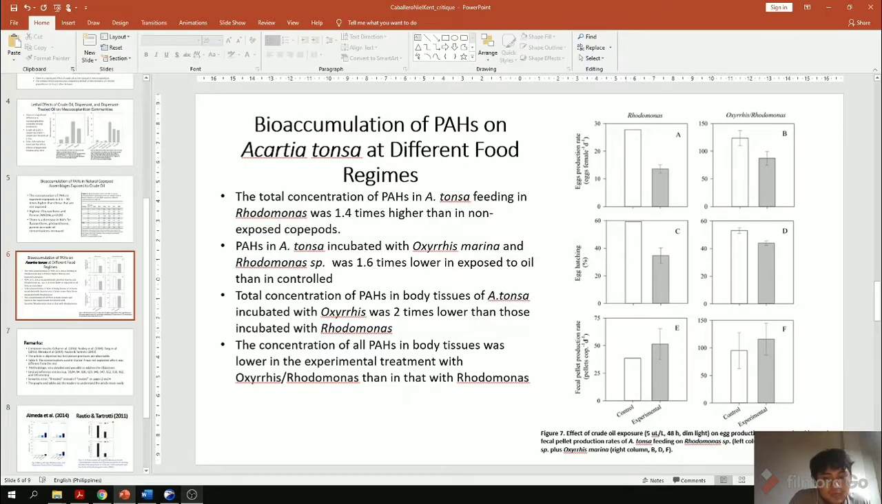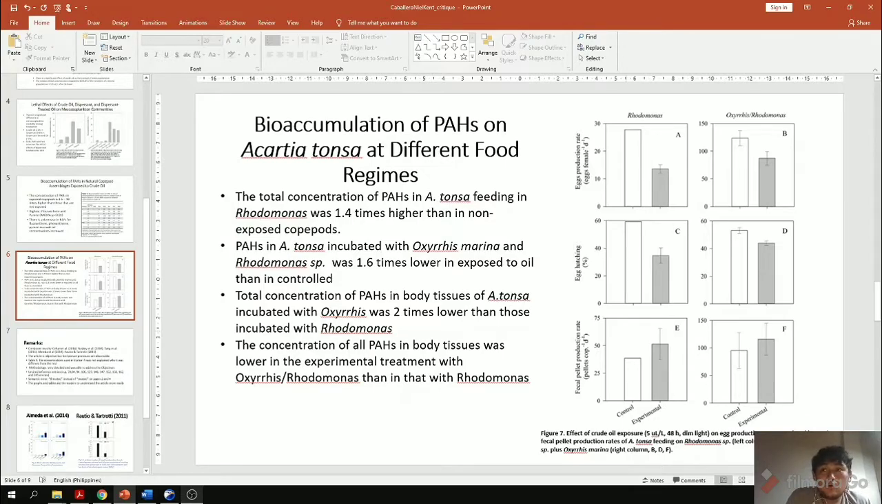Then the concentration of all the PAHs in the body tissue was lower in experimental treatment with Oxyrrhis and Rhodomonas than in the Rhodomonas alone. The presence of Oxyrrhis greatly affects the rate of absorption of the Acartia tonsa to the crude oil. And the graph to the right, or in the right part of this presentation, is that egg production rate and the egg hatching rate is lower in the experimental, because your Acartia tonsa cannot function very well because of the presence of crude oil.